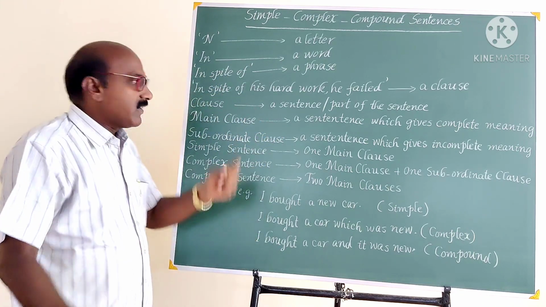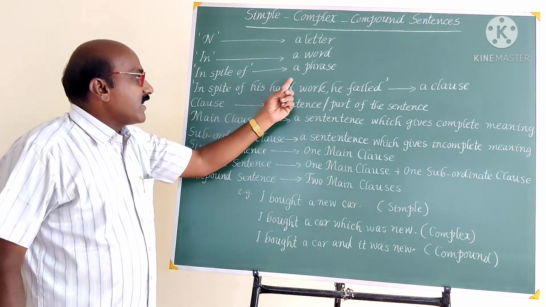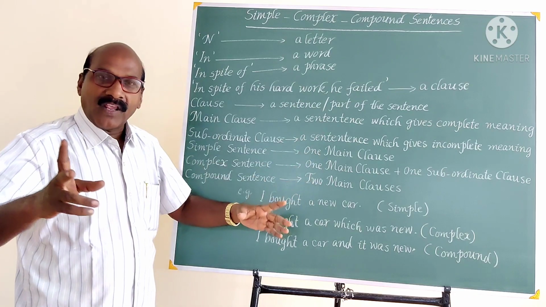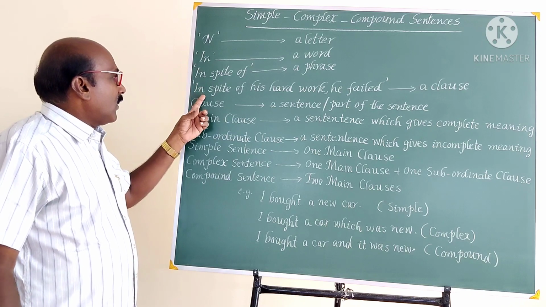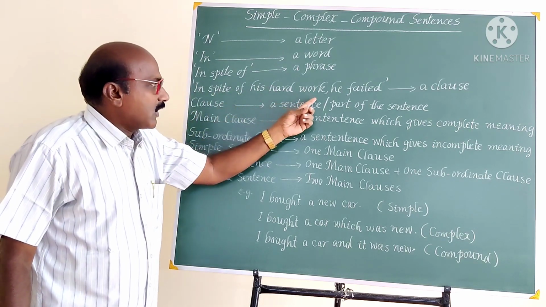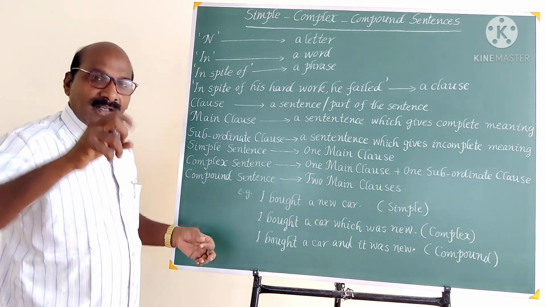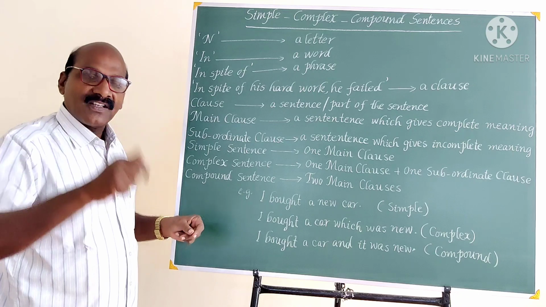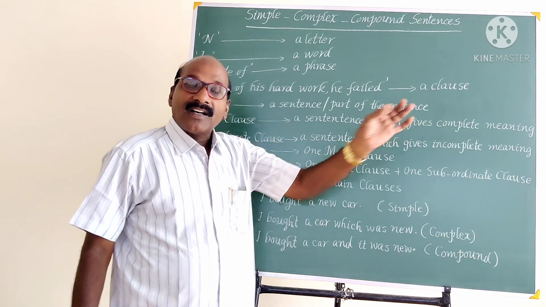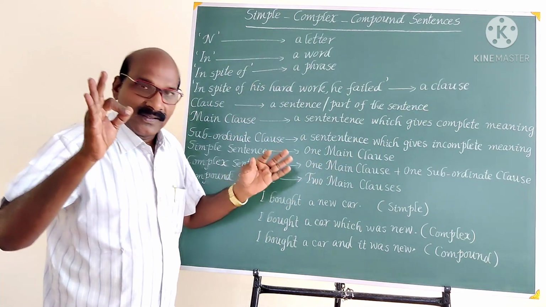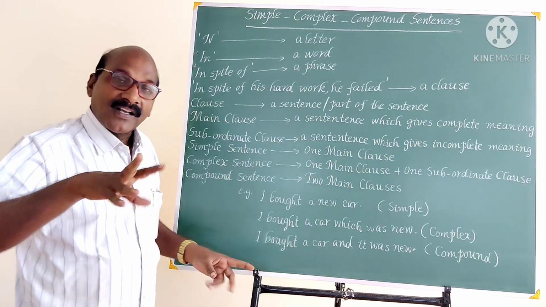And then in spite of. There are three words in this, and this in spite of is a phrase. What is a phrase? A phrase is a group of words that give certain meaning. In spite of his hard work, he failed. What is this one? Most of you might conclude that it is a sentence. Yes, you are right. But in other words, we can also call it a clause. It's not only a sentence, but also a clause.